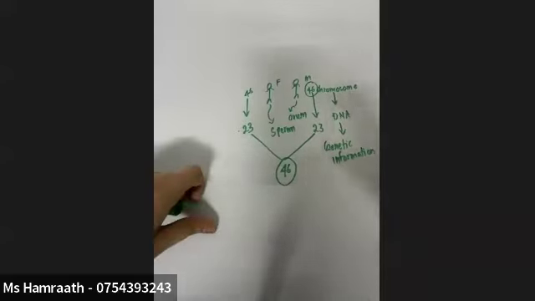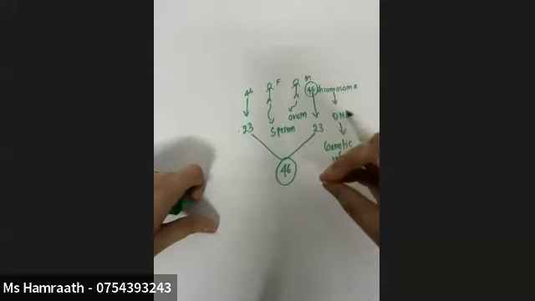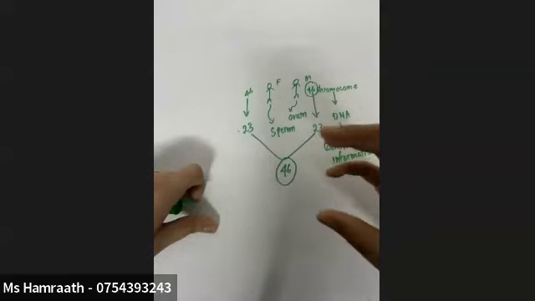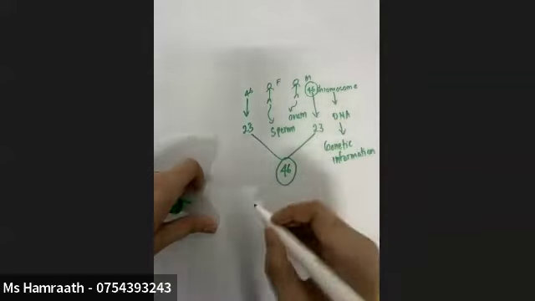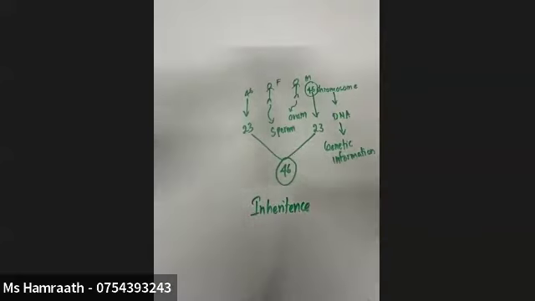Now, what do you need to understand? DNA is what transfers genetic characteristics from one generation to another generation. That means DNA is what helps in the process of inheritance. So what is the main reason for inheritance? Your DNA. Did you understand that? Did you get an idea?